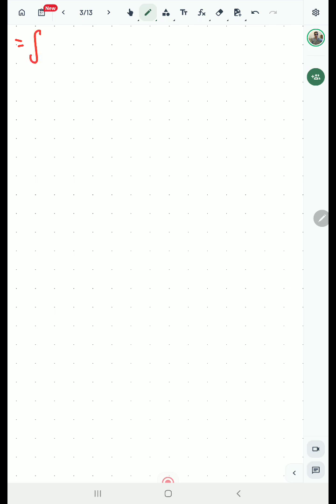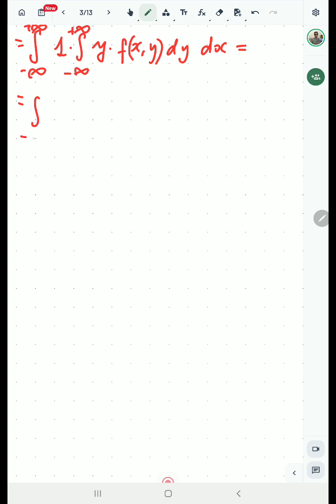Let me rewrite it. So I receive the integral from minus infinity to positive infinity of 1 times y times the joint density dy, which is also from minus infinity to positive infinity, and then dx. By definition, this is nothing but the expectation of y: y times the joint density dy dx. We can prove very easily that this is equal to the expectation of y.